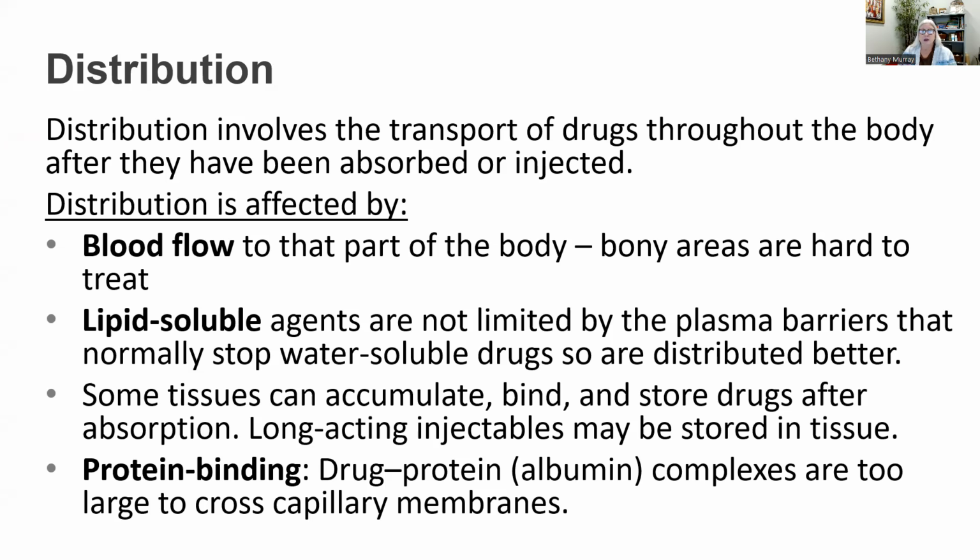And then lastly, we think about distribution related to protein binding. Drugs that are highly protein bound will be more likely to be caught up in protein molecules, especially if a person is eating a high protein diet. And these protein molecules are too large to readily cross small capillary membranes and barriers. So a highly protein-bound drug in a diet that has a lot of protein will actually reduce the availability of the drug to that target organ.